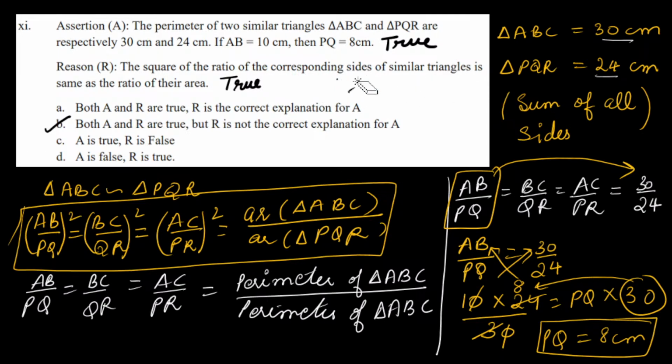So option B is correct here. Option B: A and R are true, but R is not the correct explanation of A. I hope you have understood this question. Is it clear?